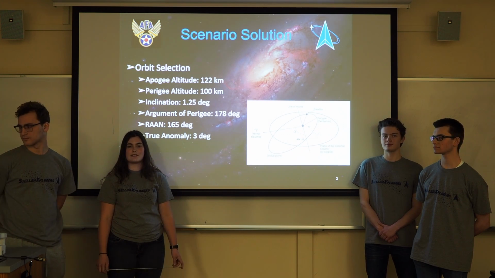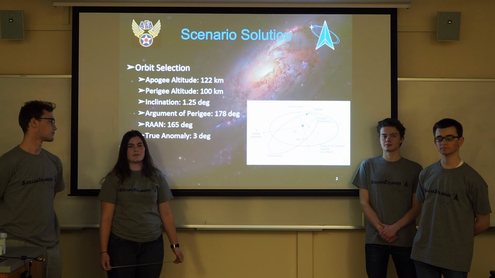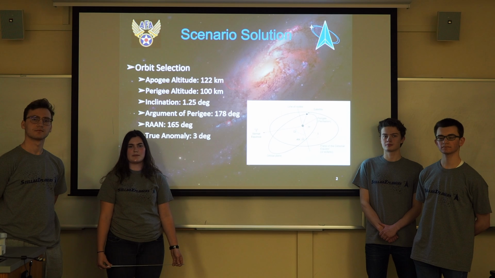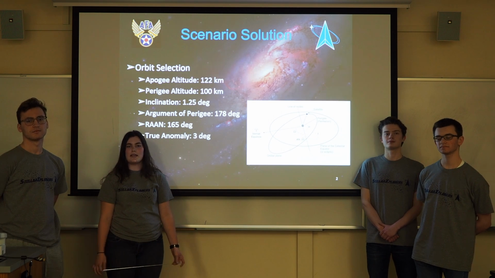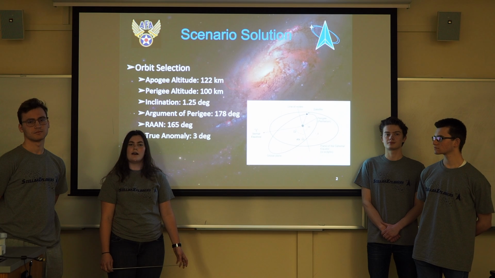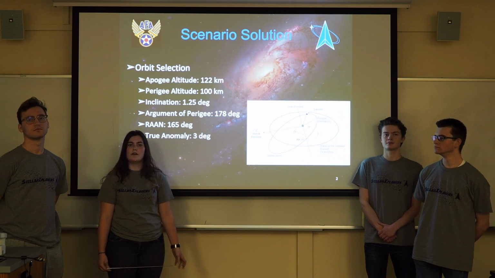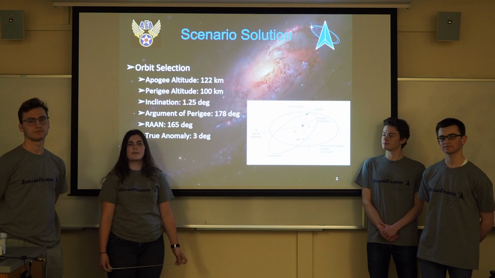The right ascension of the ascending node is the point at which the satellite passes from southern hemisphere to northern hemisphere. We placed that at 165 degrees. This is the swivel, and in this case, it wasn't the most important selection we made, given that our inclination is relatively low, so it didn't affect our data gathering significantly.